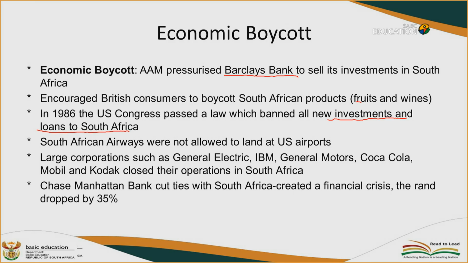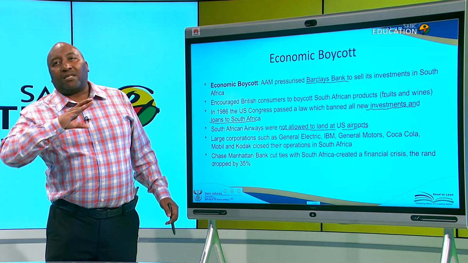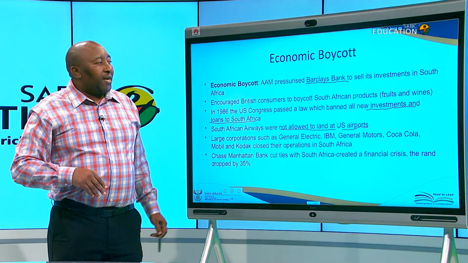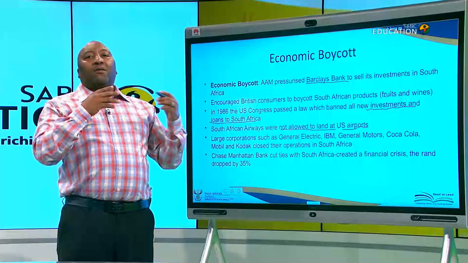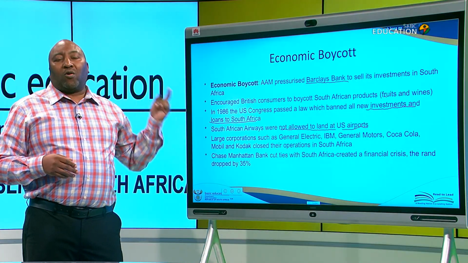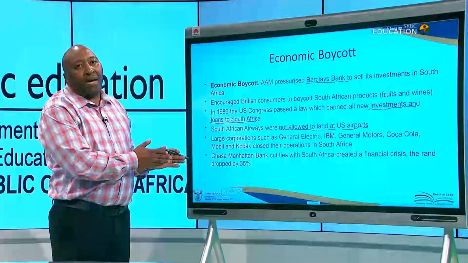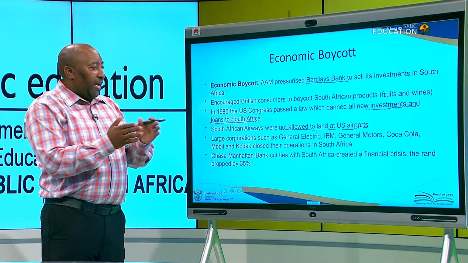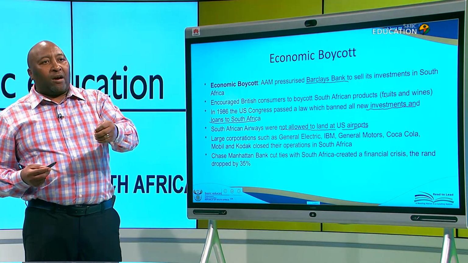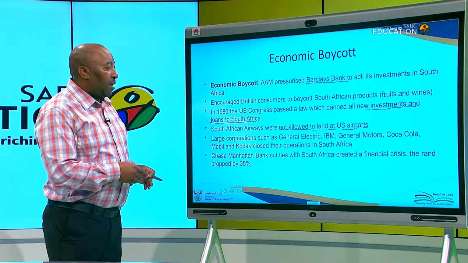South African Airways, for an example, was no longer allowed to land in the US airports, which means the planes in South Africa could no longer travel to America. Whatever they are bringing, whether it's food, whether it's products, whether it's a form of trade, or whether in a form of import or export, South Africa was then isolated from America in getting in or in getting out or in bringing in their goods or in exporting their goods.